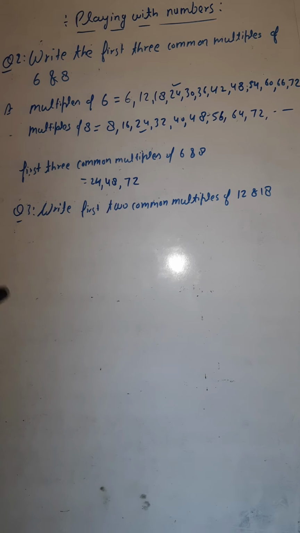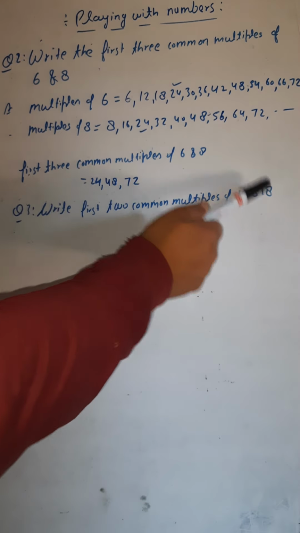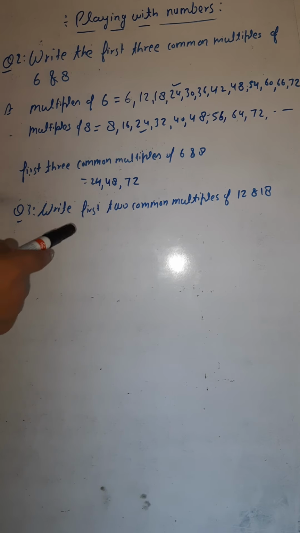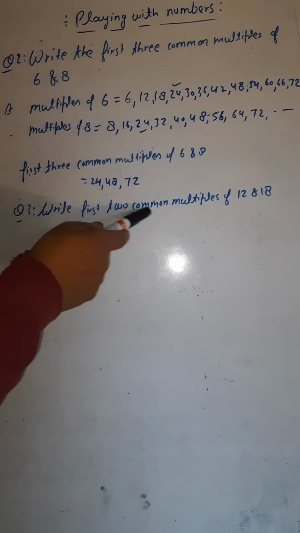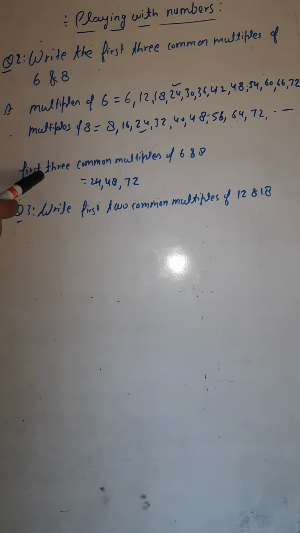Now this is the next question. Question is, write first 3 common multiples of 12 and 18. Okay, similar to the previous one. Look here also. Here also you have to find out the common multiple, but here only 2 common multiples you have to find out. In the previous one we had to find out 3 common multiples, but in this question only 2 common multiples you have to find out.